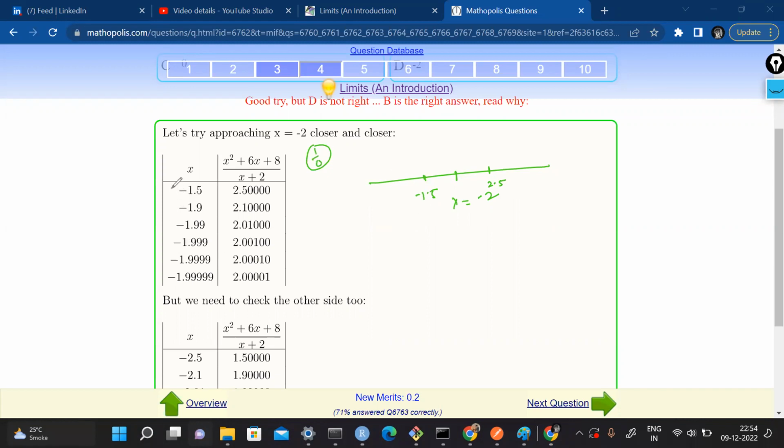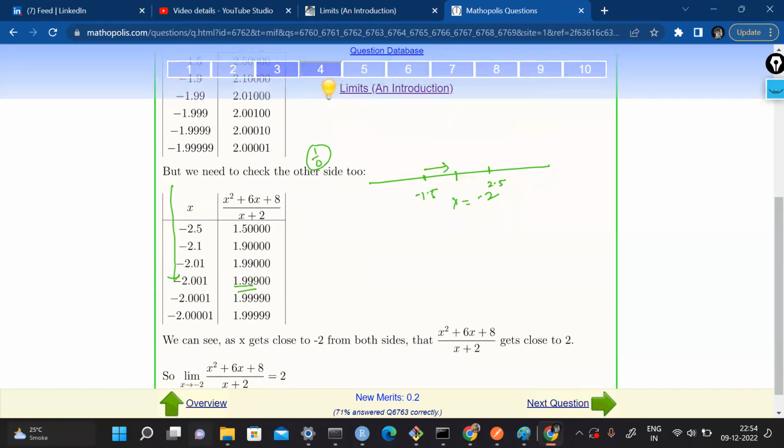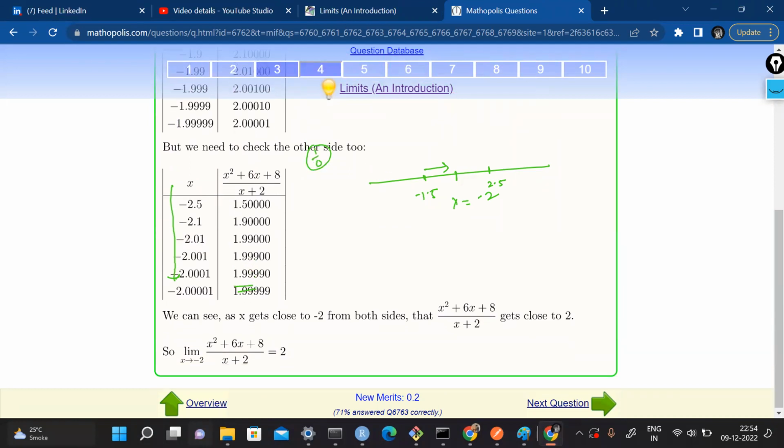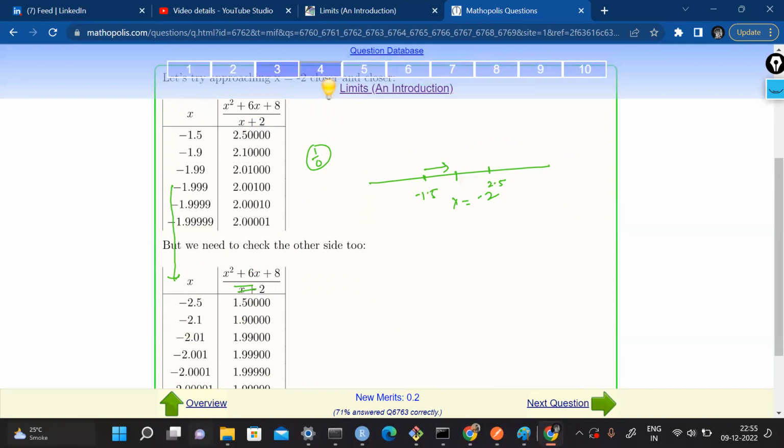Now if you're approaching toward 2 from the left hand side, you got some answer, 2 point something. And now if you approach from this side also, you are getting 2. That means the answer will be 2. So hopefully you got my point.